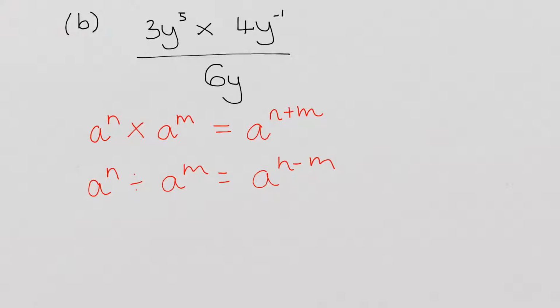Okay? So before you do anything, you're going to multiply the numbers on top, because we can do that first. So 3 times 4 is 12, and then we're going to have y to the power of 5 add minus 1, and then all over 6y. Once you've got that, you can then divide your numbers. So your second step, divide your numbers, and then divide your powers. So you're going to end up with a number times y to the power of something. And remember, when you're dividing, you can do the n minus m. So subtract your powers from one another.